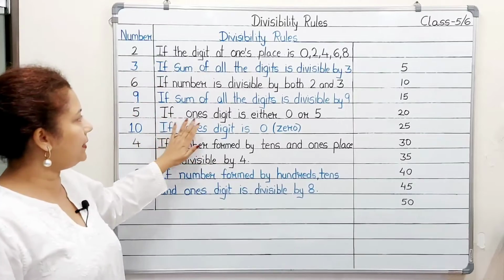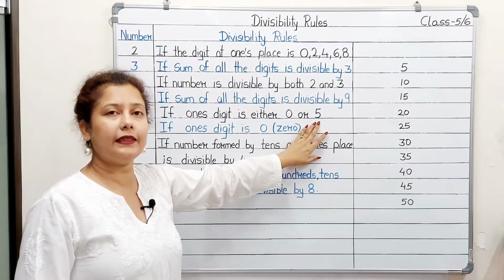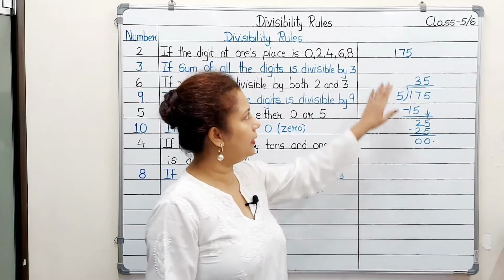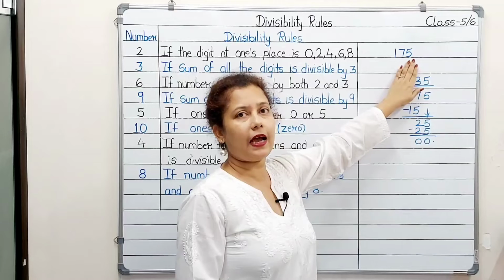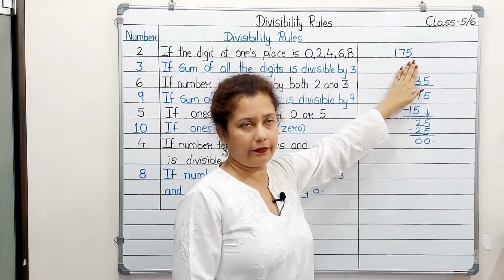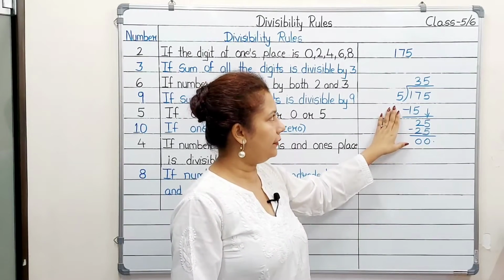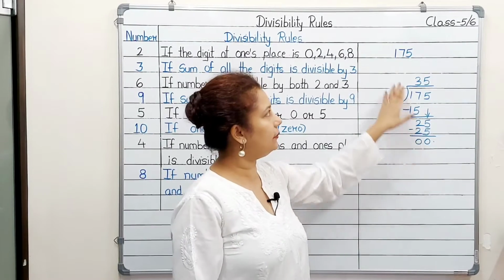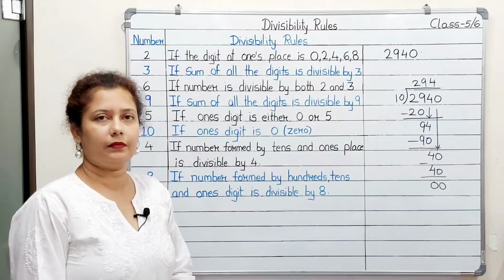If the ones digit is either 0 or 5 in a number, then that number is divisible by 5. If the given number is 175, then 5 is present at its ones place. That means 175 is divisible by 5. If we actually divide 175 by 5, the quotient is 35 and we get 0 as the remainder. That means 175 is completely divisible by 5.